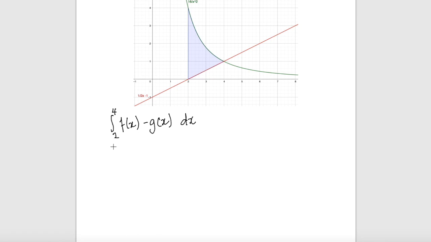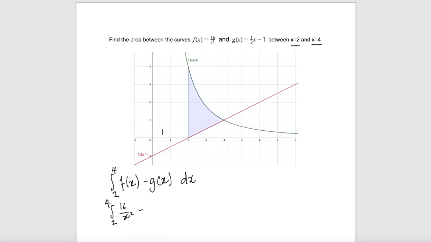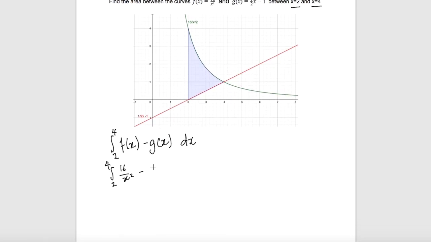So that will be the integral from 2 to 4 of f of x. Well, f of x is 16 on x squared minus the lower function, which is a half x minus 1. Make sure you put it in brackets. Okay, if we write that a bit more simply, we get the integral from 2 to 4 of 16x to the power of minus 2, which will help us when we need to integrate, minus a half x plus 1 dx.